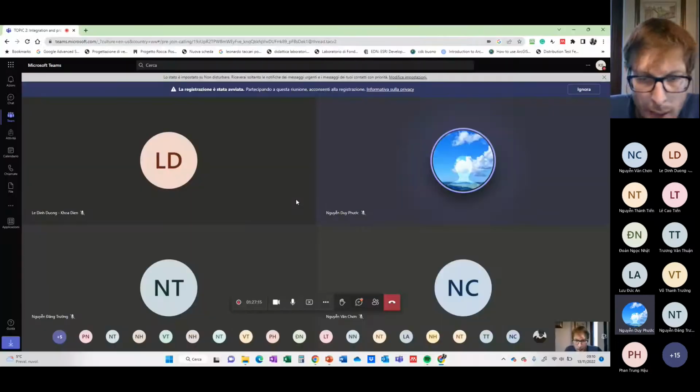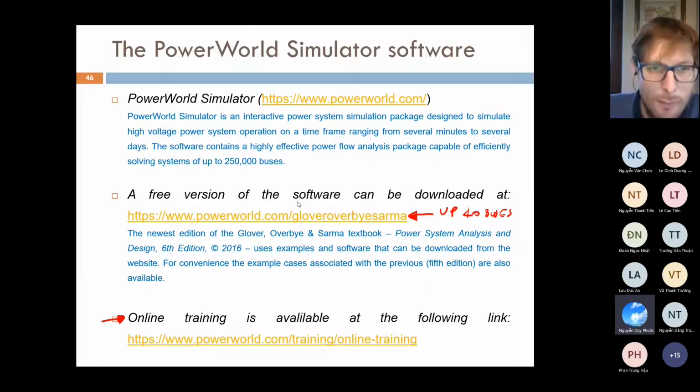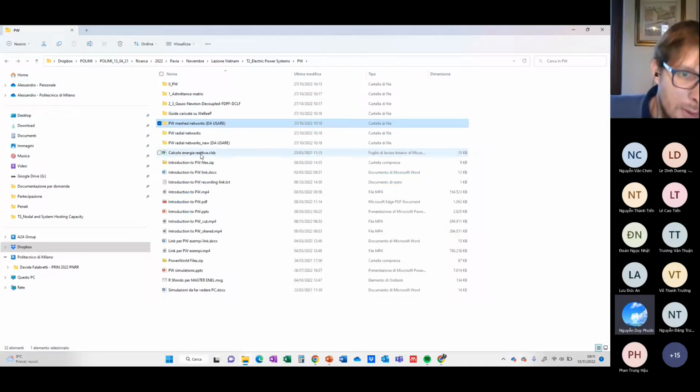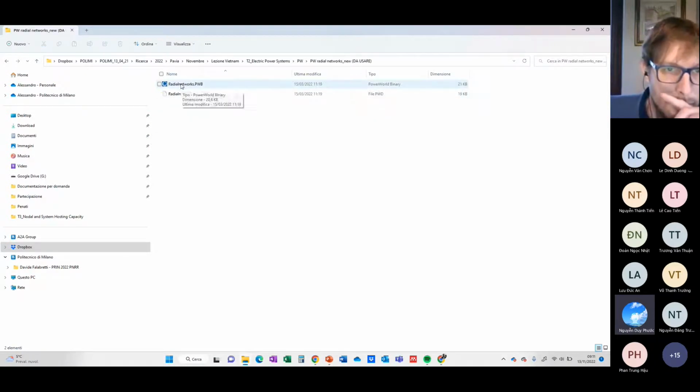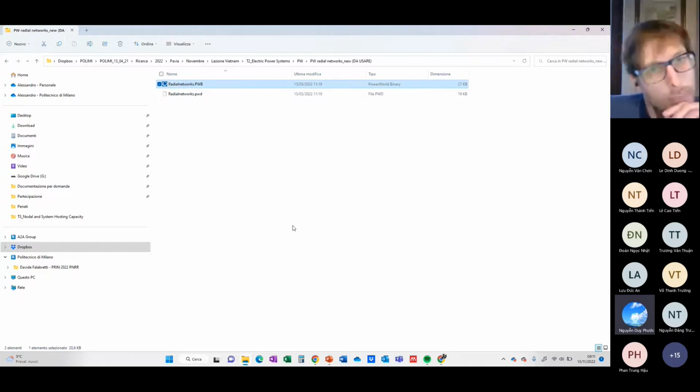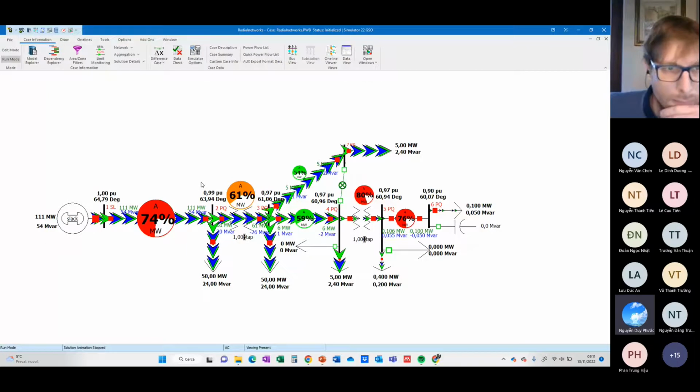I think it should be clear the meaning of meshed operation. But what about distribution networks? Okay. Distribution networks are quite different, okay?